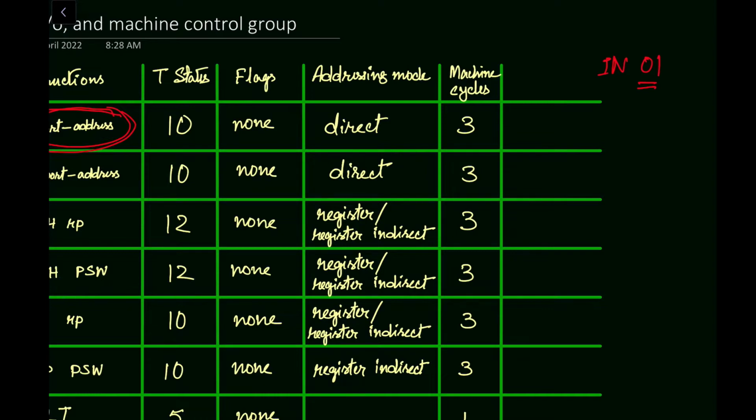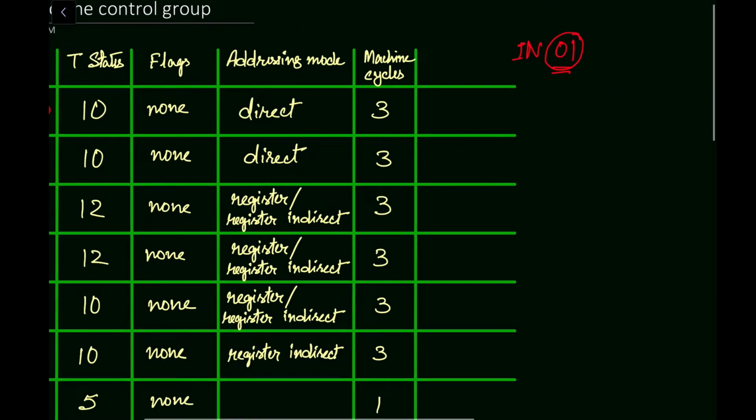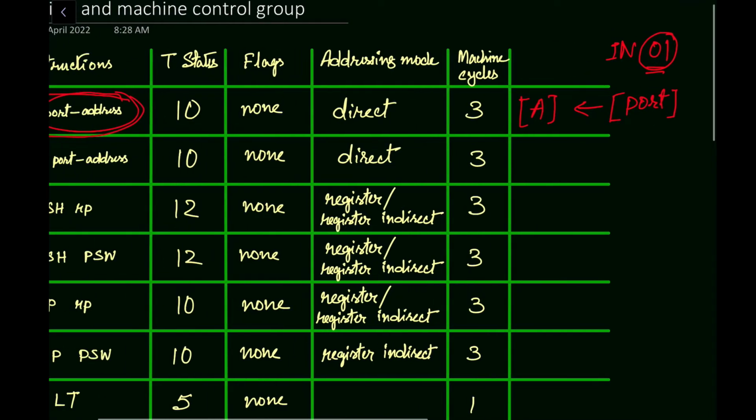So after execution of this IN instruction, the address of the port is specified. This 01 is the port address, but this is not the data. Whatever data is available in that port will be moved into the accumulator, or copied into the accumulator content. Okay, so this is our first instruction.